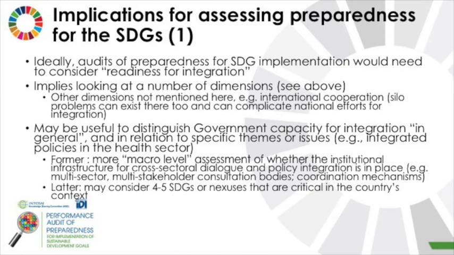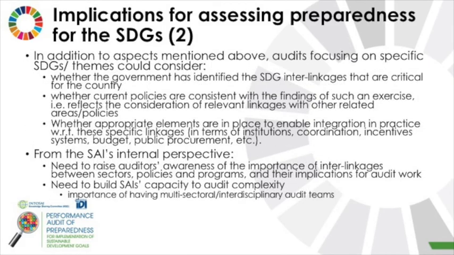And in this case, national audits of preparedness could consider four, five, or maybe even fewer nexuses or issues that are really critical in a specific country context. So obviously those issues or nexuses would be different across countries. Among the dimensions that audits could examine would be whether the government has already done the work of looking at SDG interlinkages and identified those that are the most important in the context of this specific country.